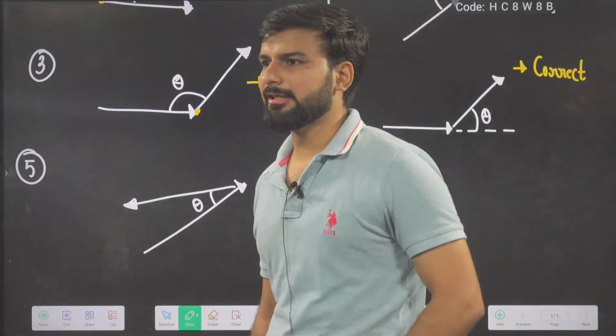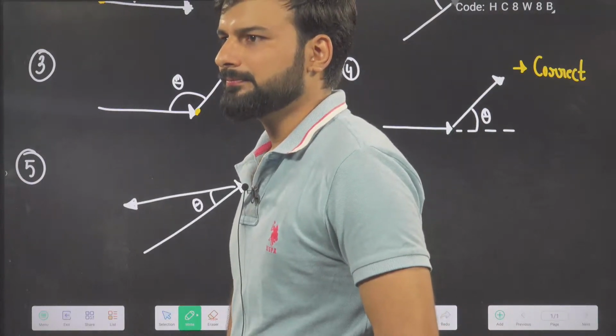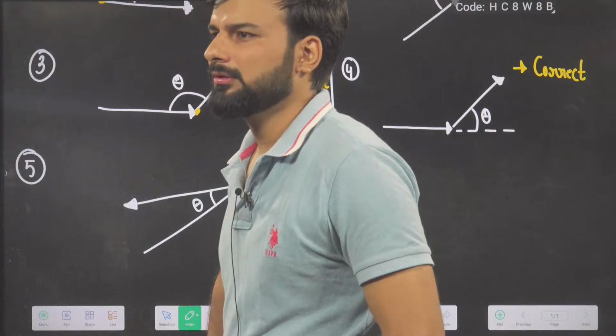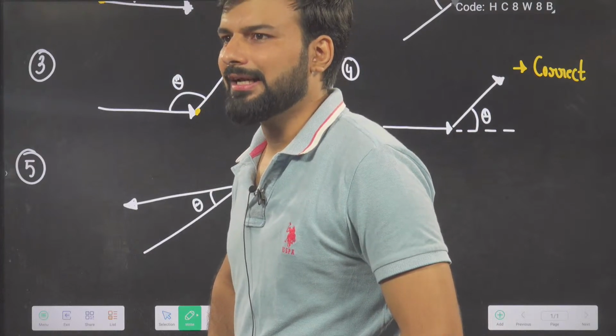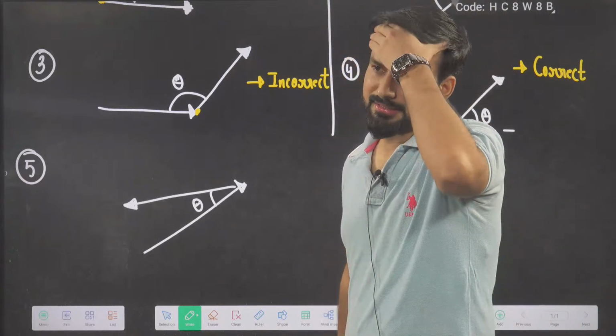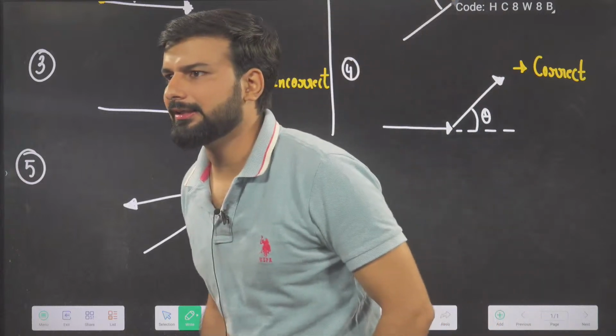Correct or incorrect? Incorrect, incorrect, incorrect. Correct, some are saying. Sir, what if they were collinear vectors? Collinear vectors have an angle of 0 degrees, beta. Collinear vectors lie on the same line. Incorrect, incorrect.